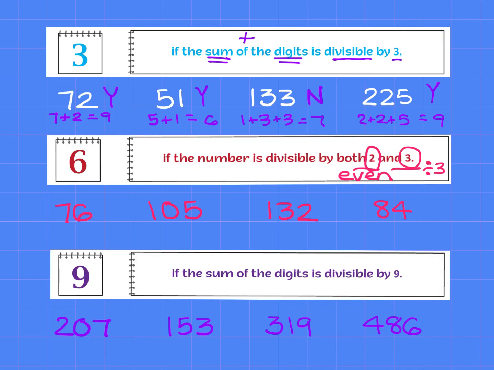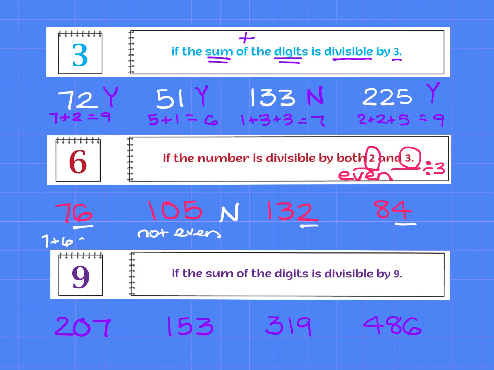So we can see right away that 105 does not work for 2 because it's not an even number. And so even though the sum, 1 plus 5 is 6, and that's divisible by 3, it's not an even number. So we can right away exclude that; it's not going to be divisible by 6. Now we've got these even numbers left over: 76 is an even number, 132 is even, and 84 is an even number. Now we need to determine, is it divisible by 3?